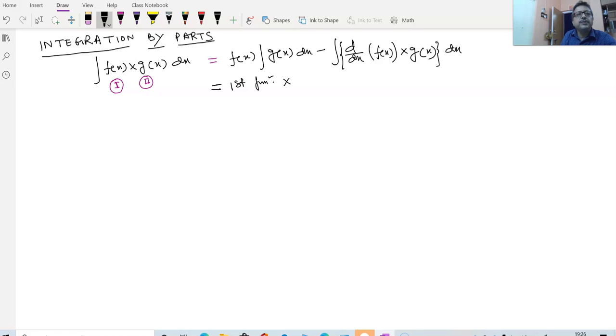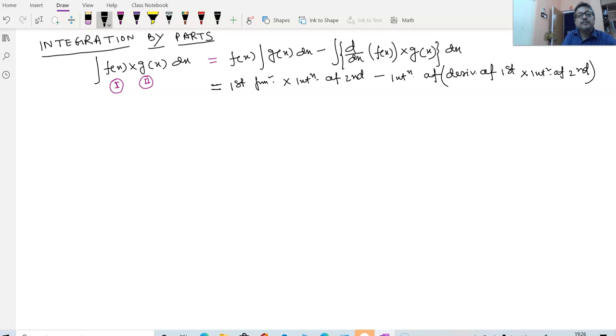first function into integration of second, minus integration of derivative of first into integration of second. Okay, this product has to be considered.